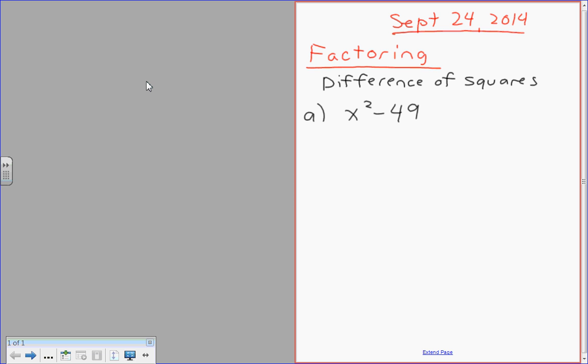I'm going to start with Colton. Colton, what is the square root of x squared, please? X. So I'm just going to write this as an optional step in the middle. Kylie, what is the square root of 49, please? 7. This is an optional step in the middle. You don't need to write that.